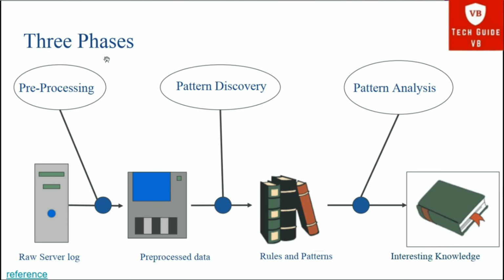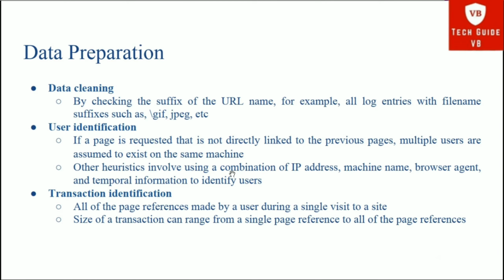The pre-processing is done with the raw server logs, and it is passed on as pre-processed data. After pre-processing, the pattern discovery is done and it forms the rules and patterns, and these rules and patterns are analyzed further for gaining interesting knowledge, which is called pattern analysis. So these are the three phases: pre-processing, pattern discovery, and pattern analysis in web usage mining. We will see them one by one.